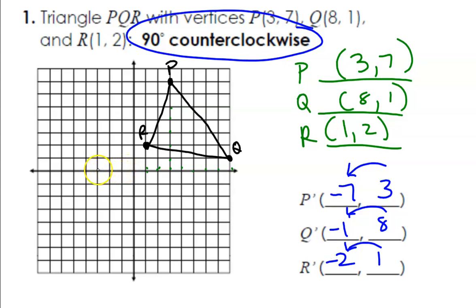So that's my new P prime. Negative 1, 8. That's my new Q prime. And negative 2, 1. That's my new R prime. And there's my shape after it has rotated 90 degrees counterclockwise. All right, hope that helps.